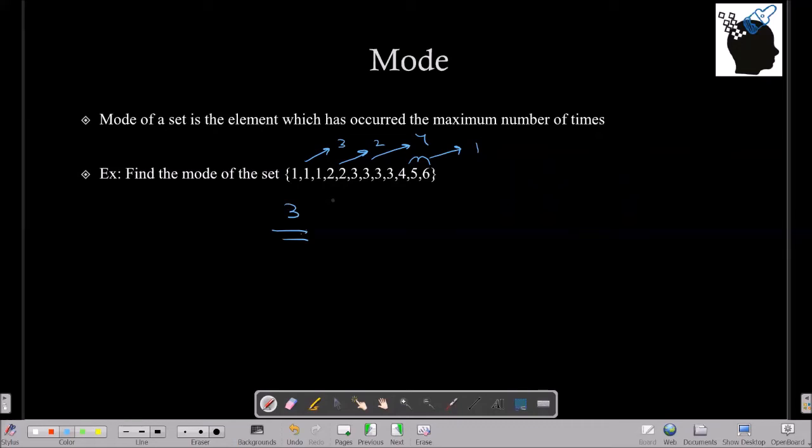Let's take a different example. So if the set was 1, 1, 2, 2, 3, 4, in this case, the set will have two modes, 1 and 2, because both of them have occurred the maximum number of times, which is 2 in this case.